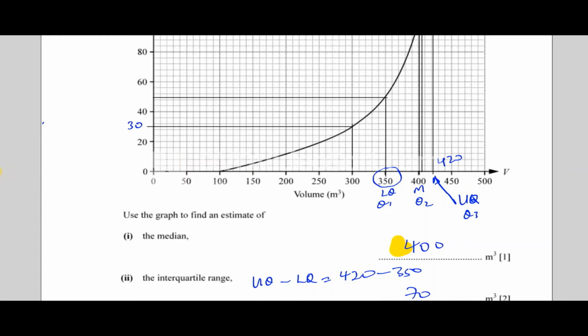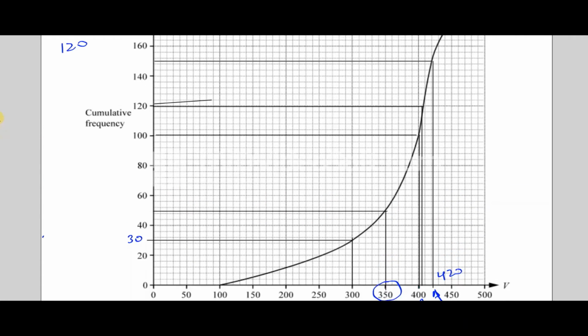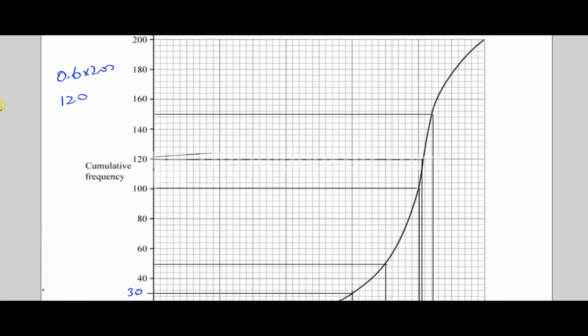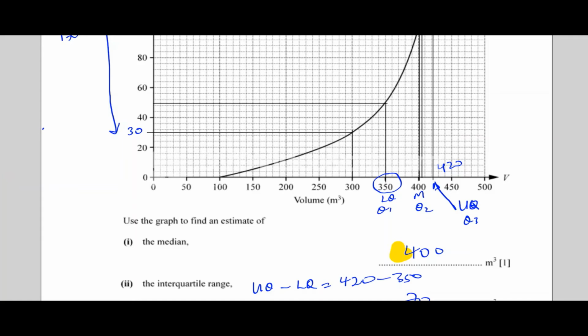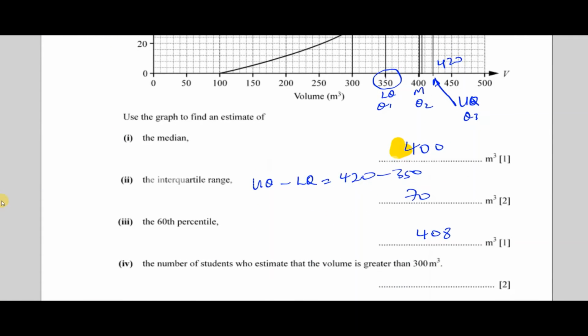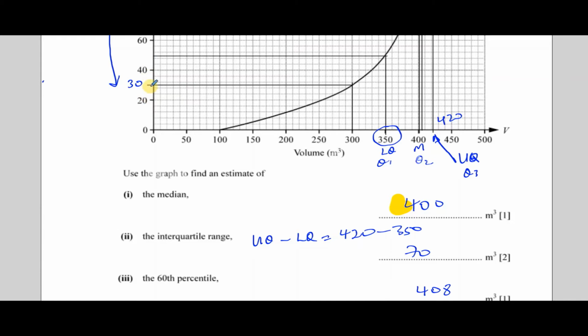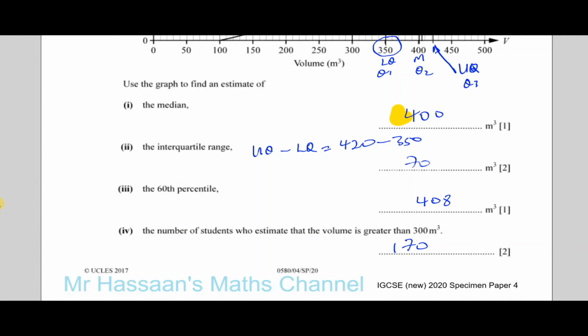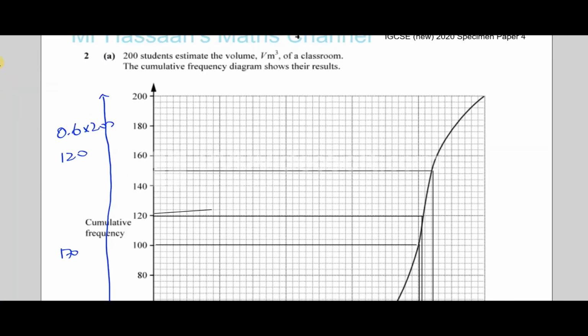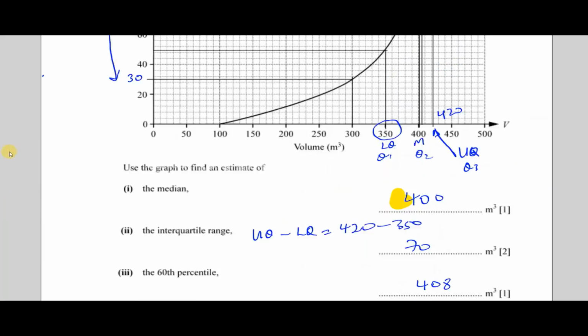The rest of them, going all the way up to the top, are the ones that estimated that the volume was more than 300. So that's 170 students. So the answer here is 170. You don't just read off the y-axis. You see what the question says. If it says more than, greater than that value, then you've got to look at the ones above it. If it says less than, you look at the ones below it. So that's 170 students estimated that the volume is greater than 300 meters cubed. So that's question 2A, all about cumulative frequency curves, done.